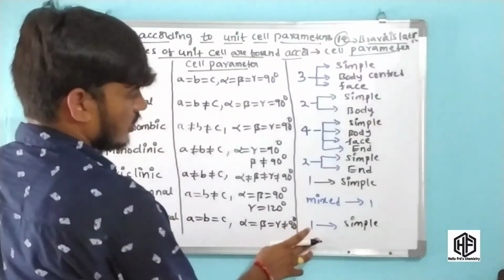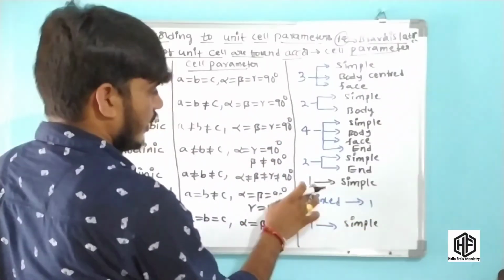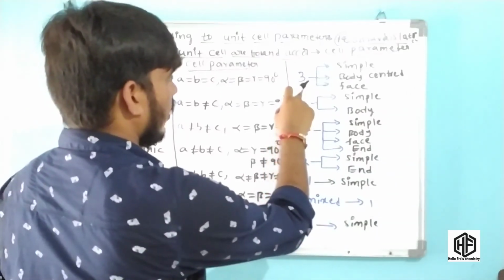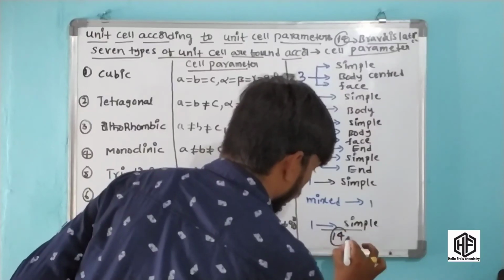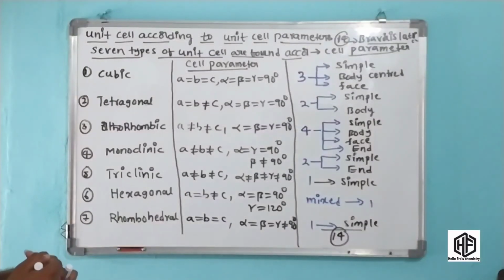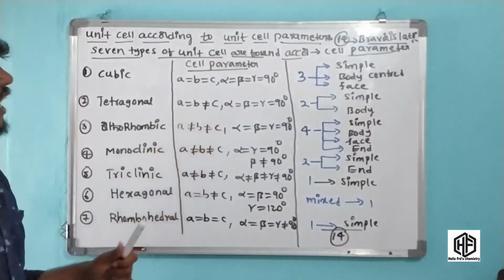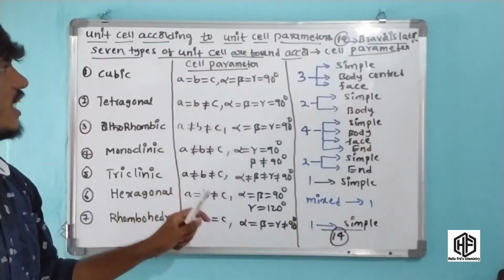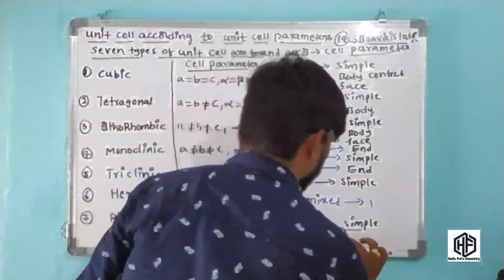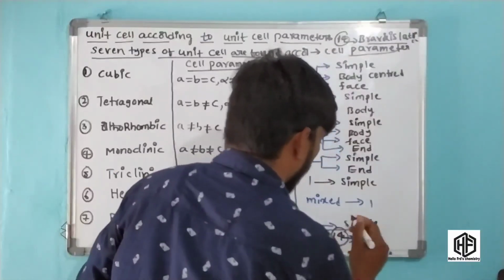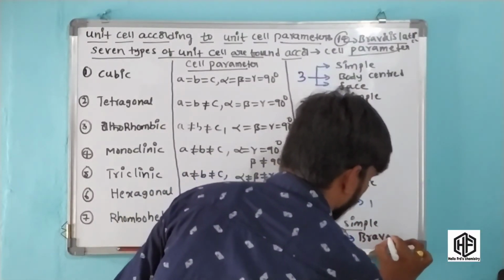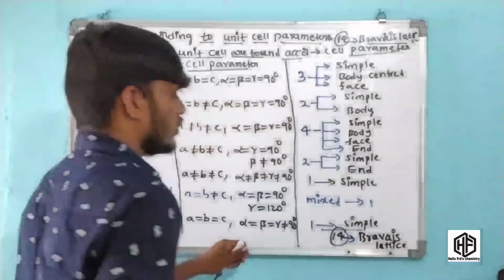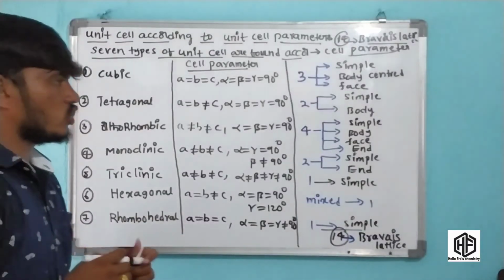Finally, what happened friends? These are the 14 types. This is 1, 2, 3. 3 plus 2, 5. 5 plus 4, 9. 9 plus 2, 11. 11 plus 3, 14. Okay friends, 14 crystal lattices are present with respect to cell parameters and atom arrangement. These 14 types are also called Bravais lattices. This is very important in so many competitive exams.